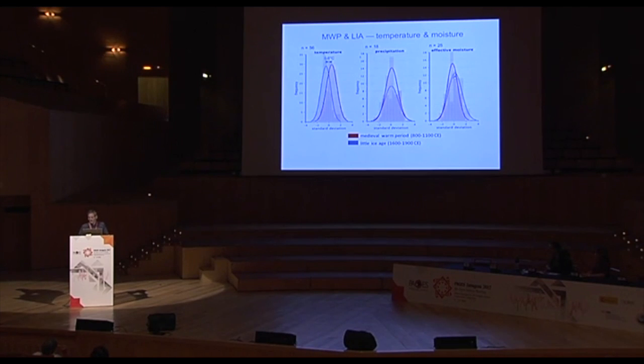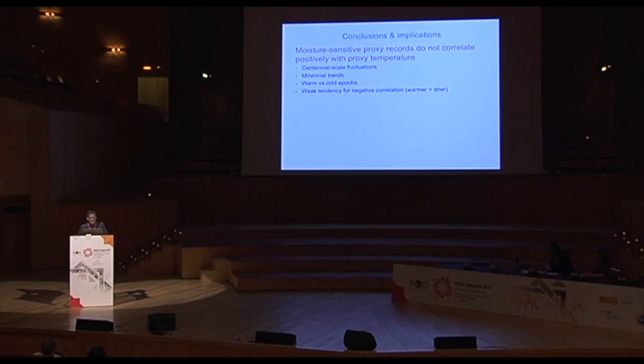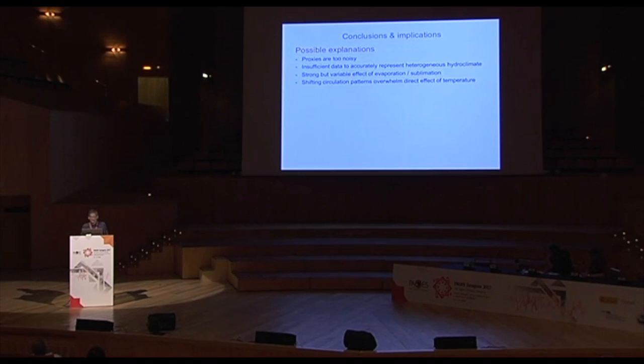There's a hint in the effective moisture records suggesting that during the Little Ice Age, P minus E was slightly higher, but not statistically significant. So I think I've shown that the moisture-sensitive proxy records are not correlated positively with the temperature records, in terms of the centennial scale fluctuations, the millennial trends, and the cold versus the warm intervals. If anything, perhaps there's a weak tendency towards negative correlations, where the warmer periods tend to be drier.